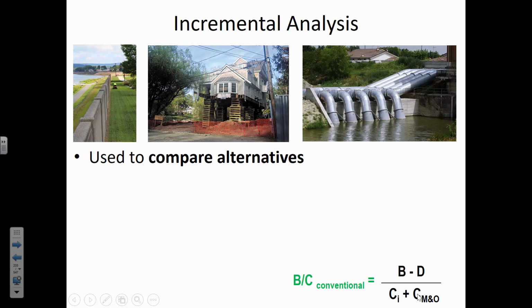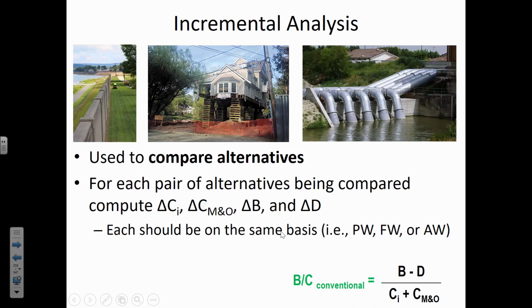So for us to combine these things together, we have to put everything in the same time frame. So remember, you have to find the present value of all of these amounts before you put it into the equation. Or you could find the annual equivalent of each of them and then combine them. But the time scale has to be the same for the amounts.